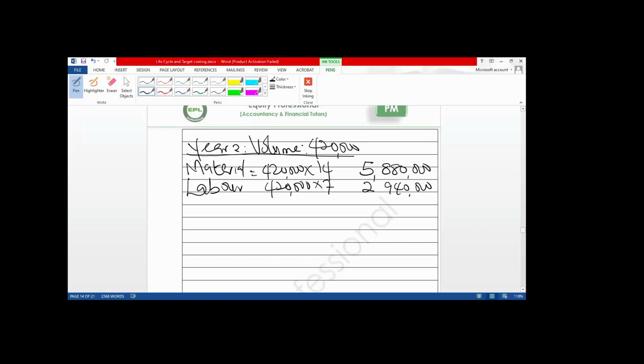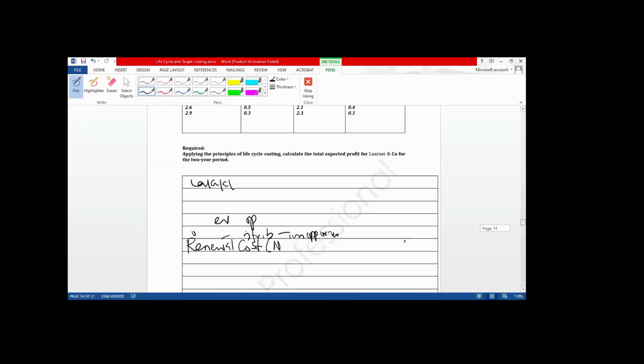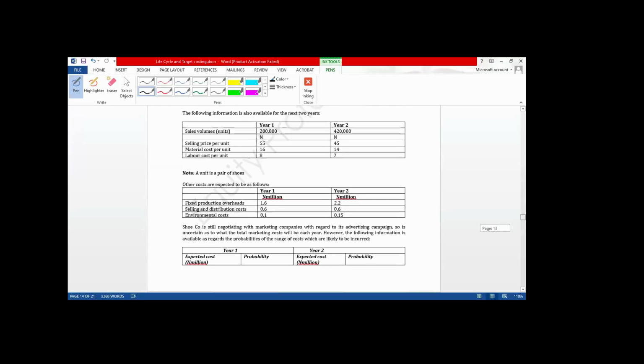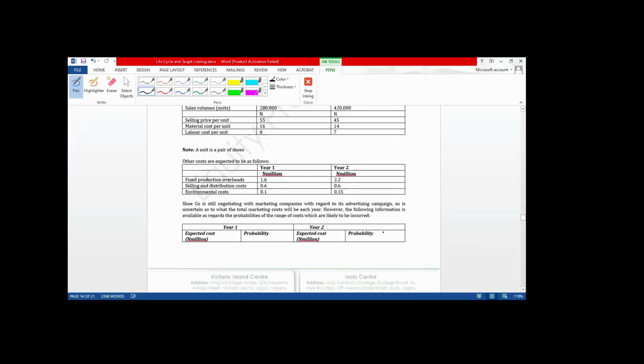Then we now move to the question. For life cycle, just pick all your costs and add. Fixed production overhead, 2.2. Selling cost, 0.6 million. Environmental cost, 0.15 million.